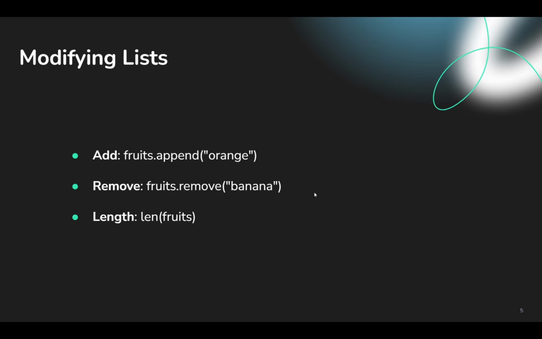Lists aren't just storage, they're flexible. You can add new items with append, remove items with remove, or check the total number of items using len. This makes your program dynamic. It can change as it runs, just like your real grocery list.